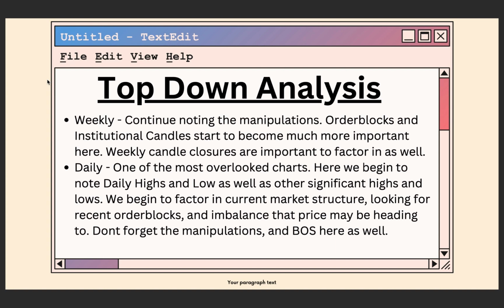On the daily chart, this is the most overlooked chart in my opinion. Here we begin to note daily highs and lows as well as other significant highs and lows. We begin to factor in the current market structure, looking for recent order blocks and imbalances that price may be heading to fill in. Don't forget the manipulations and breaks of structure here as well.